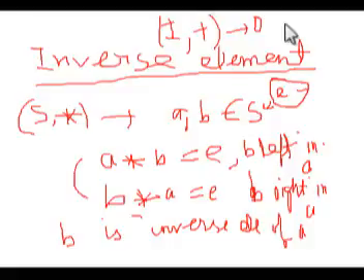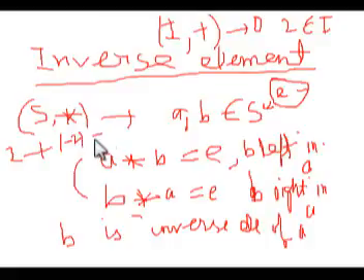Now take any element 2 in the set of integers. We get minus 2 as the inverse element of 2, because 2 plus minus 2, where minus 2 also belongs to the set of integers, is equal to 0, the identity element in the set of integers, and minus 2 plus 2 is also equal to 0.